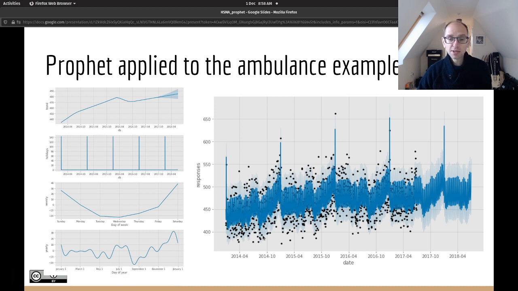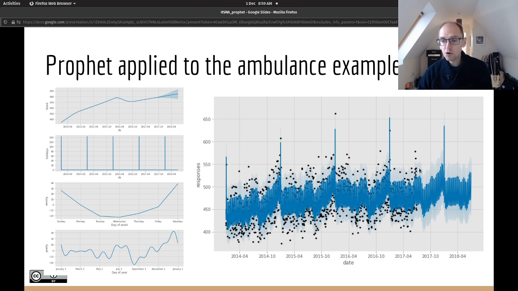So the black dots represent the real data. The dark blue represents our point forecast. And remember, that's the middle of our forecasting distribution. The light blue lines represent our prediction intervals around that. And these are, I think, 80% prediction intervals. So you expect about 80% of the data to fall within them. So that's why you'll see some of the points out of it. We wouldn't expect to pick all of those up.